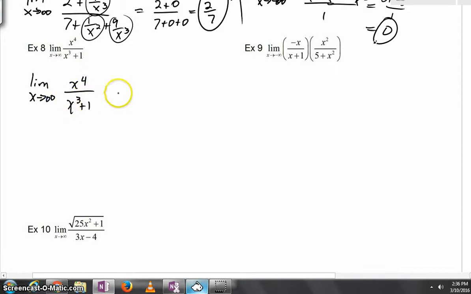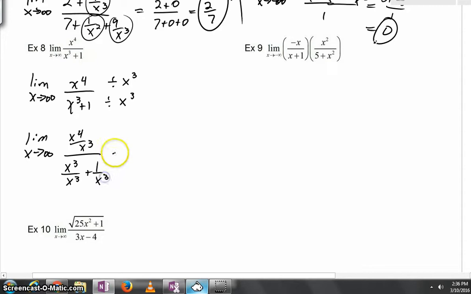Some of you might have already wondered, well, wait a minute, if I'm going to divide the top and the bottom by x to the third, that's going to look a little surprising. You'll get x to the fourth over x to the third. Down here, it's kind of nice. You'll get x to the third over x to the third plus 1 over x to the third.